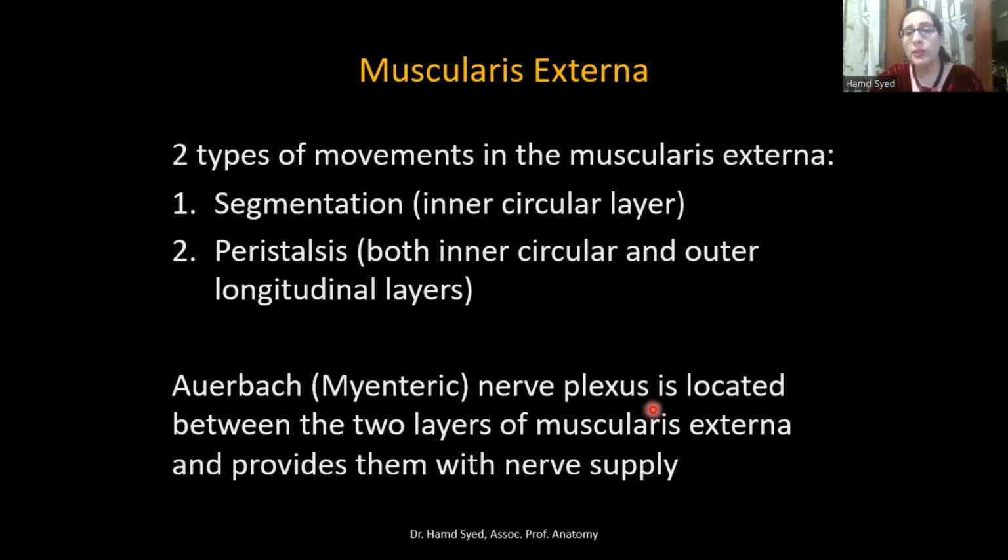I want you to know that there are two types of movements in the muscularis externa. First is segmentation. This is the movement performed by the inner circular layer. And the other one is peristalsis, which I just told you is the movement which propels the fecal contents in a proximo-distal direction. This is a movement which is performed by the coordinated action of both the inner circular and outer longitudinal layers of the muscularis externa. And the myenteric nerve plexus is located between these two parts of muscularis externa, providing them with the nerve supply.